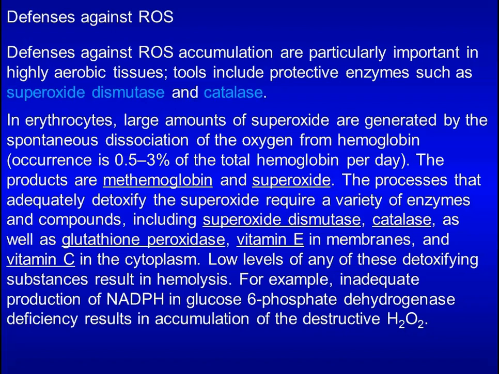The processes that adequately detoxify the superoxide require a variety of enzymes and compounds, including superoxide dismutase, catalase, glutathione peroxidase, along with vitamin E and vitamin C. Low levels of any of these detoxifying substances result in hemolysis. For example, inadequate production of NADPH in G6PD deficiency results in accumulation of destructive hydrogen peroxide. We will discuss this later.